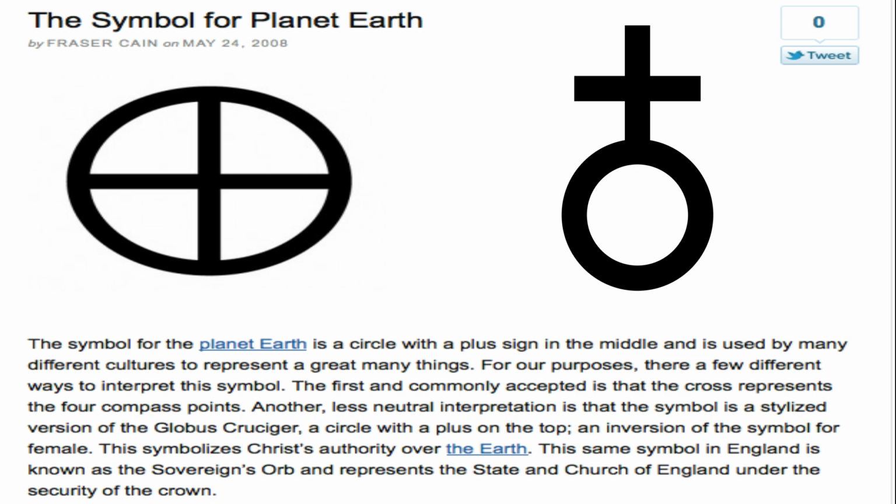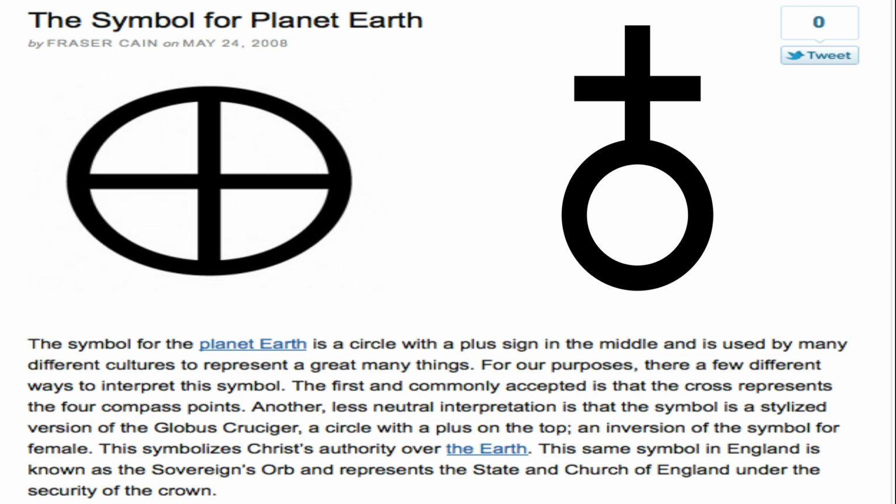The symbol for planet Earth is a circle with a plus sign in the middle and is used by many different cultures to represent a great many things. For our purposes, there are a few different ways to interpret the symbol. The first and commonly accepted is that the cross represents the 4 compass points. 4 heads of Janus, because he originally had 4 heads, but his lover Cardea is actually where they get the inspiration for the cardinal points, the compass. So there is a tie-in there.